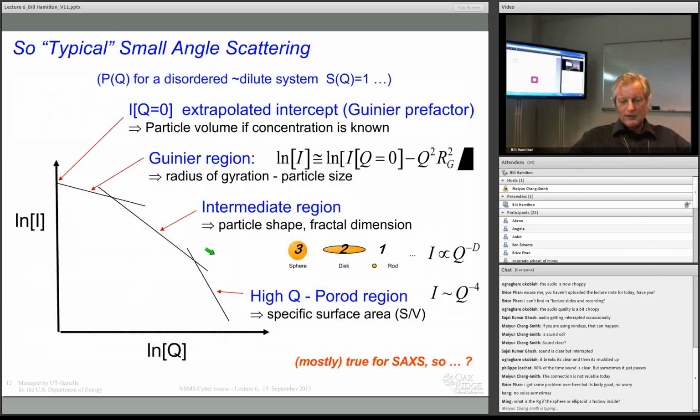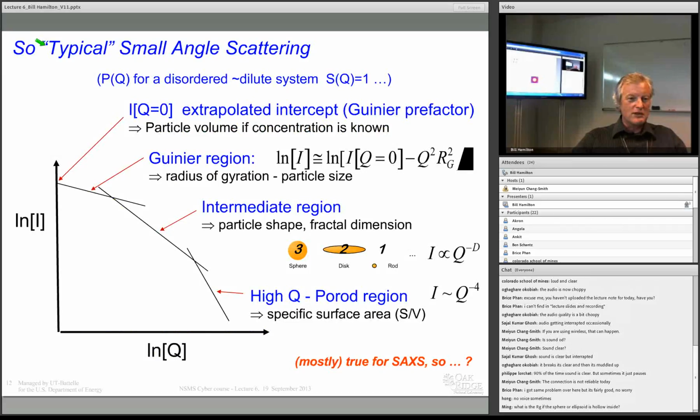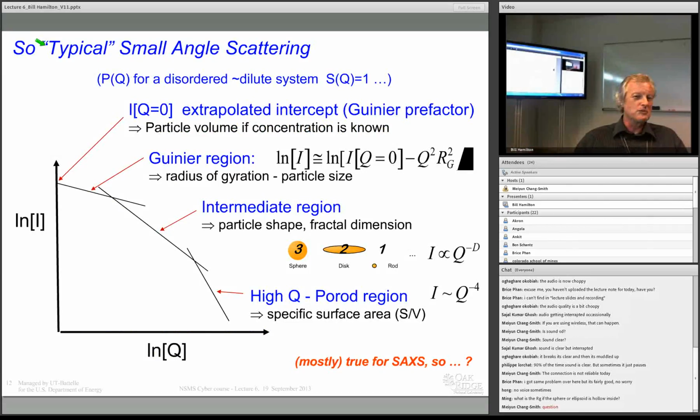So we end up with a diagram that quite often looks like this. There's a joke that says that all small angle scattering patterns look alike, and they do have a tendency to a certain sameness, but there's a lot of detail in there that you can pick out. So what we're looking at here is the form basically for a disordered system. So I'm just going to set that structure factor to 1. So we end up with a few regions.